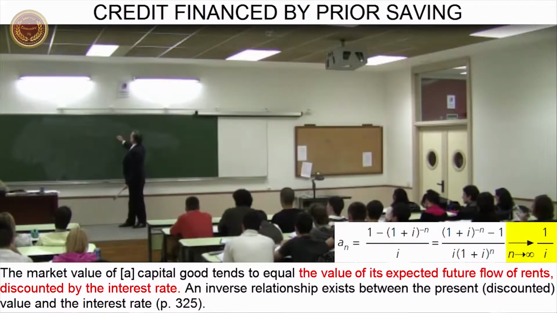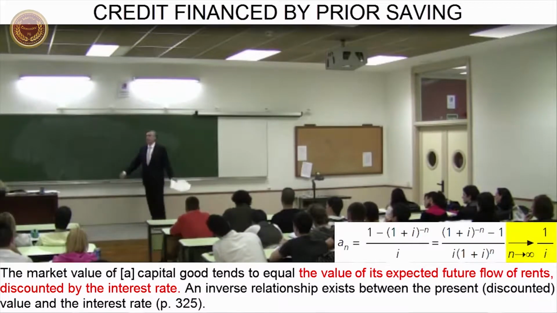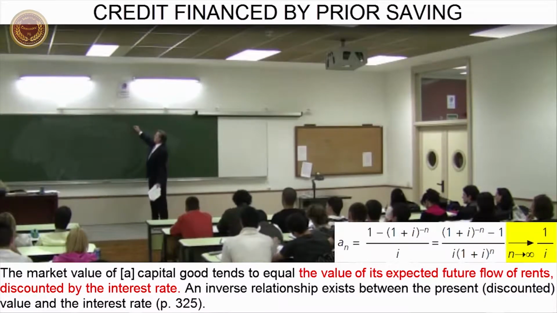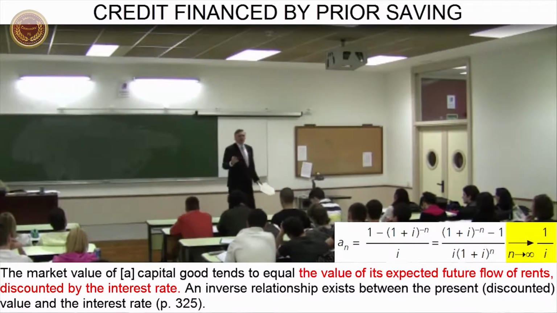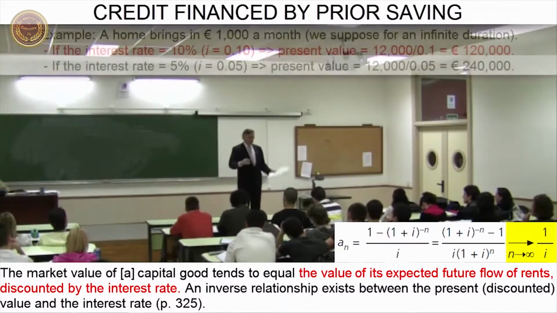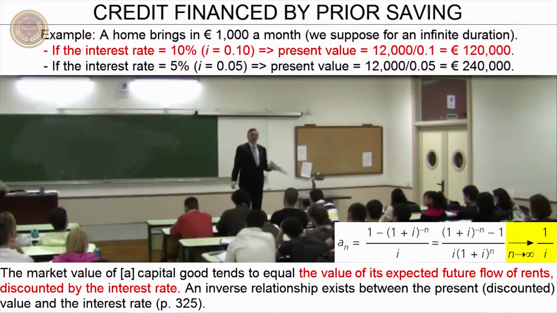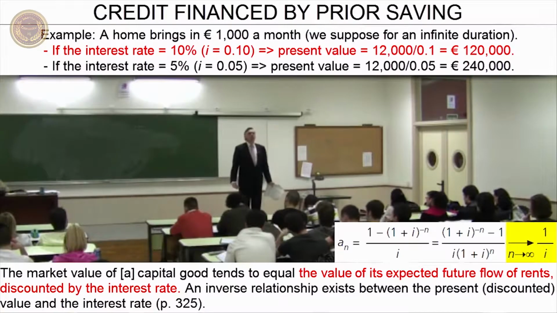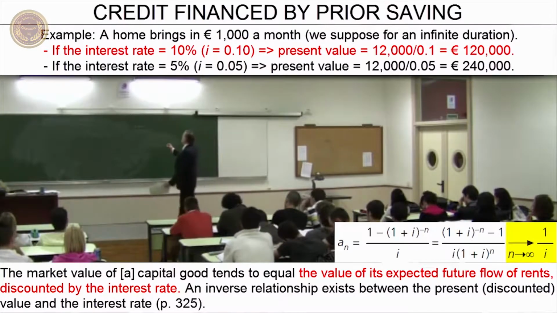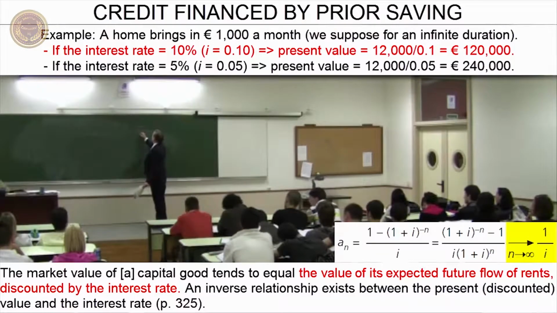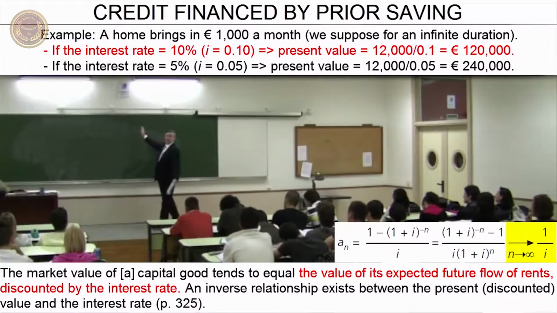In practice, that does not happen. Goods wear out, and one must cope with depreciation, etc. And thus the formula is more complex, and you will find it at the bottom. We will suppose the interest rate is 10%. If the interest rate is 10%, the current value of that rent at 10% is 10 times the amount, 120,000 euros. That is what the apartment would be worth.